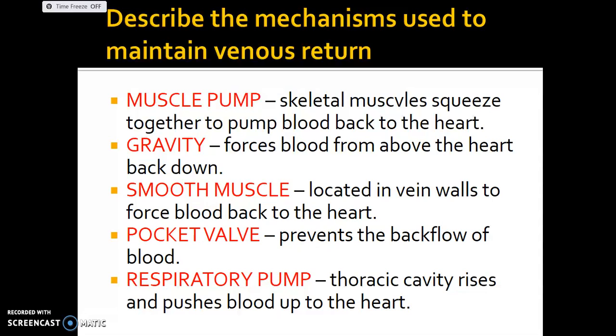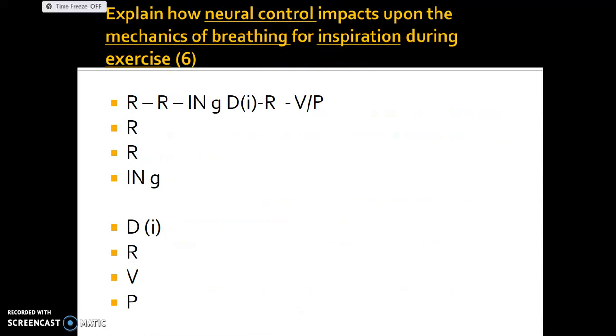And then from there you have pocket valves, which prevent the backflow of blood. That's the key role of any valve. If you imagine the blood going up, as soon as it goes up through a valve, the valve snaps shut and stops the blood from coming back down. And then finally you've got the respiratory pump, which is when the thoracic cavity pressure rises and pushes the blood towards the heart. So they're your key mechanisms used to maintain venous return.